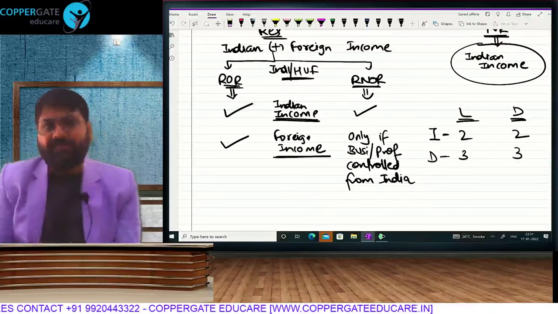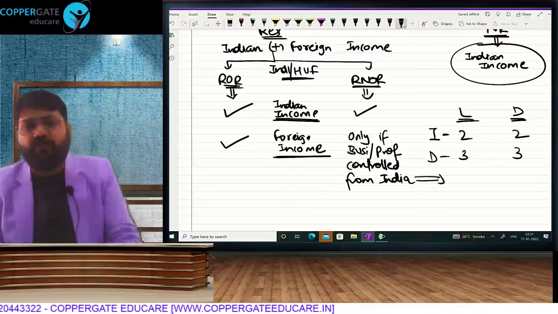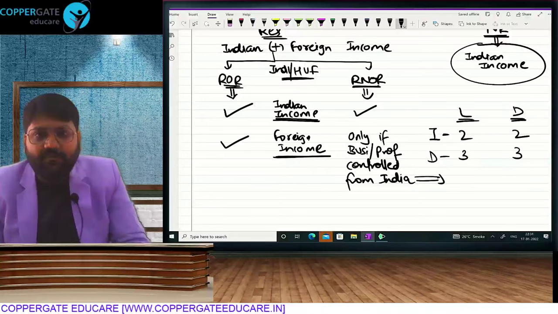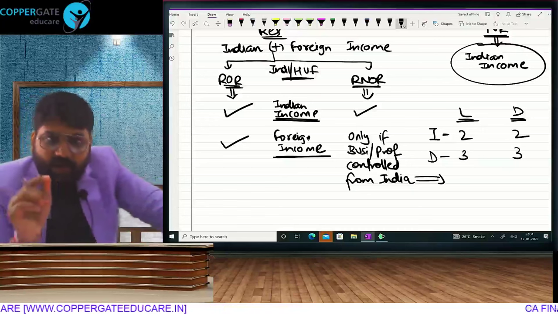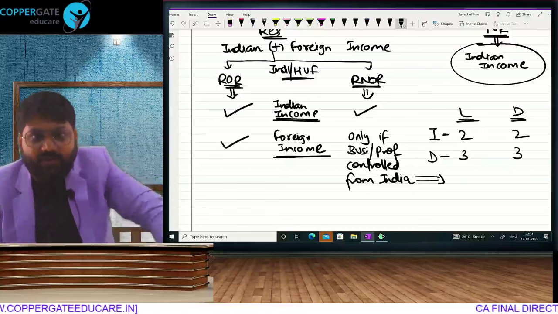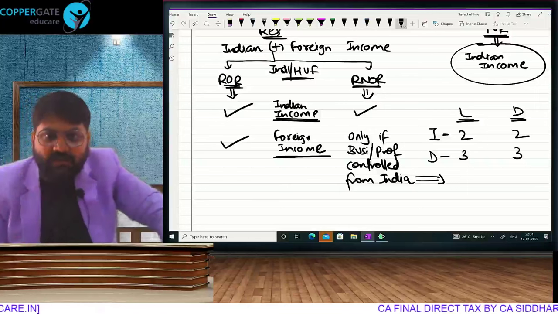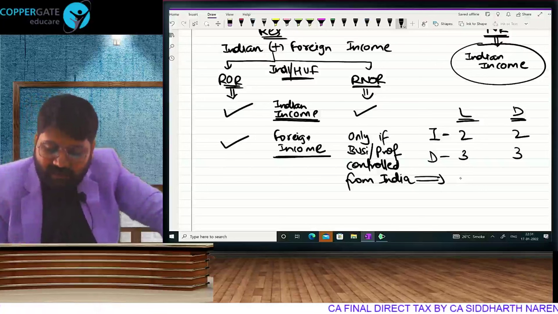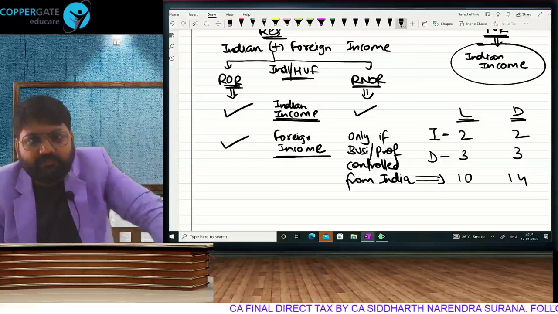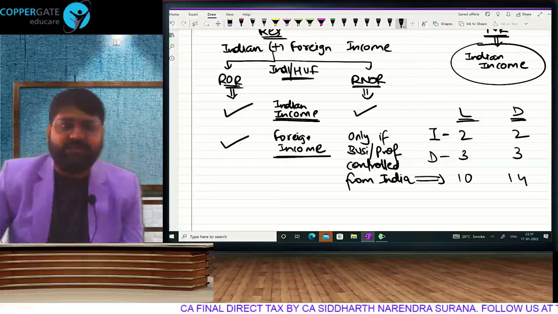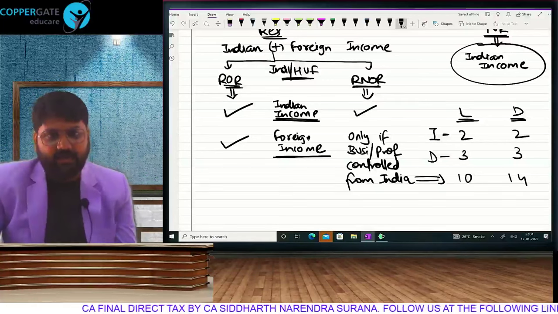But apart from this, they also have one income, which is income from a business or profession controlled from India. That means they are having a job in Dubai. It is a branch office of an Indian company. That means, can I say the head office is in India? So the business is being controlled from India, and from that business, say Liana is earning 10 lakh salary, Devika is earning 14 lakh salary. Okay, and both of them are citizens of India but not a tax resident of Dubai. You cannot become a tax resident over there because there is no income tax in UAE.